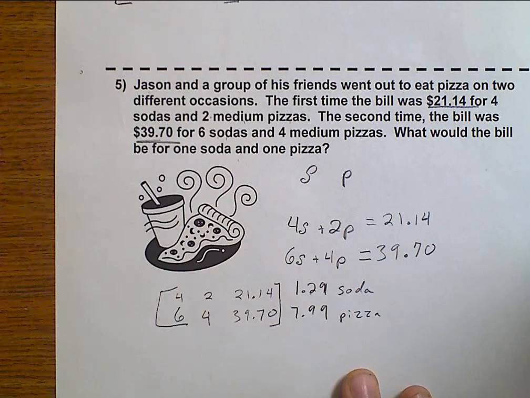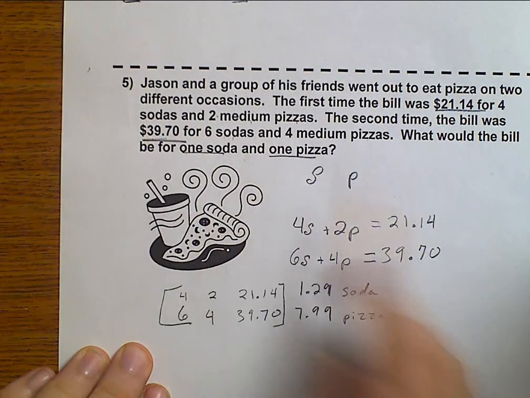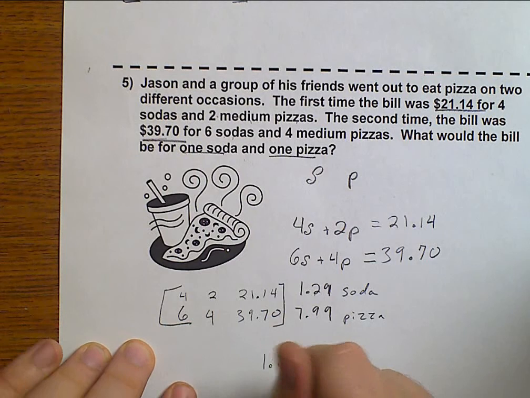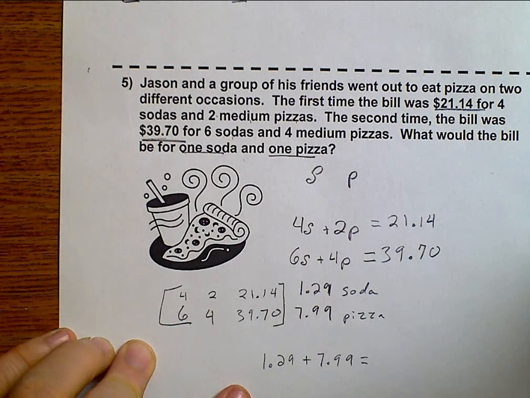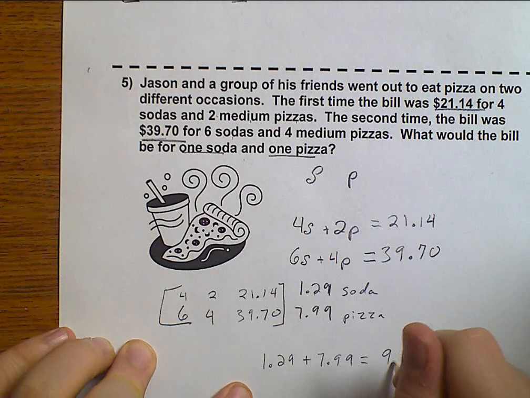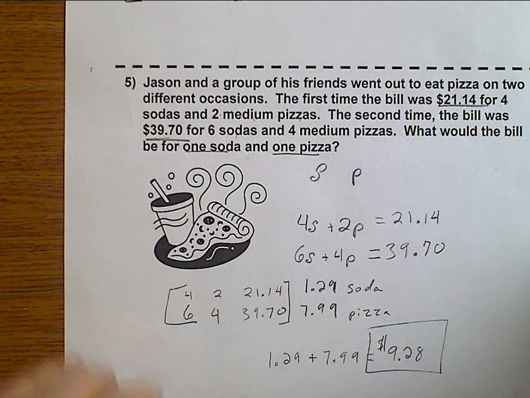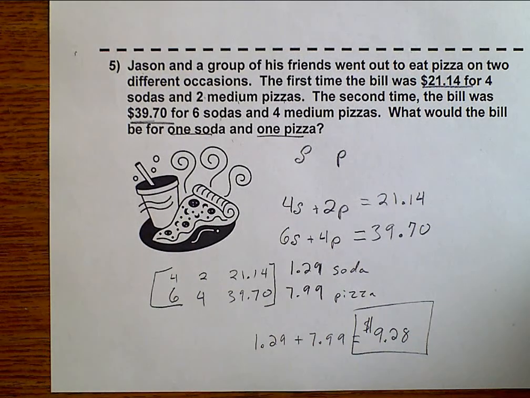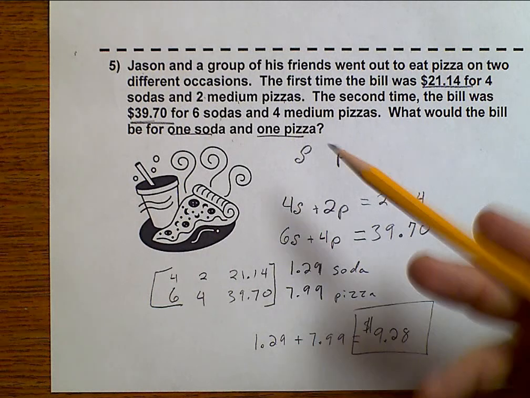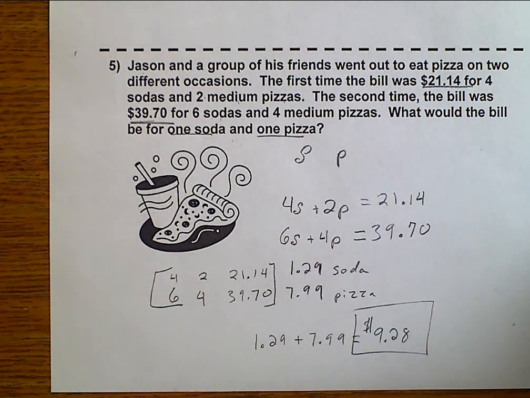Well, we wanted to know what it costs for 1 soda and 1 pizza. So $1.29 plus $7.99, using our calculator tells us that it's $9.28 to get 1 soda and 1 pizza based off of what we've seen here. Now, this is obviously not saying that there may be a deal for this. We don't know. This is just saying, based on the information we know, this is how much it's going to cost us.